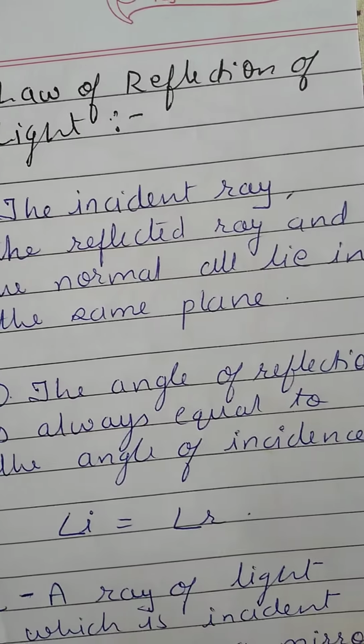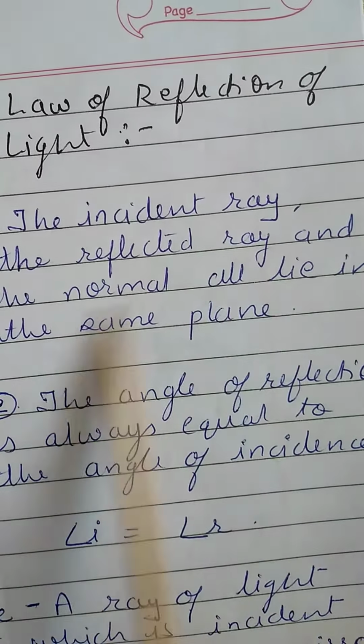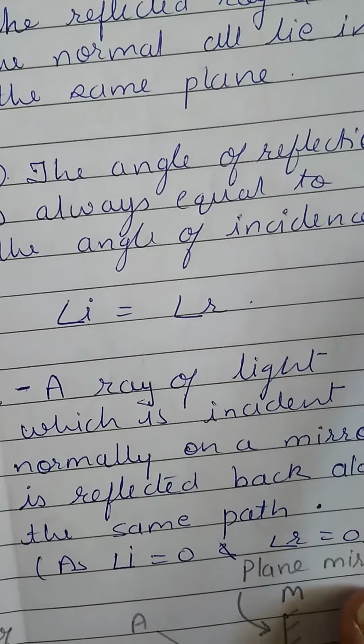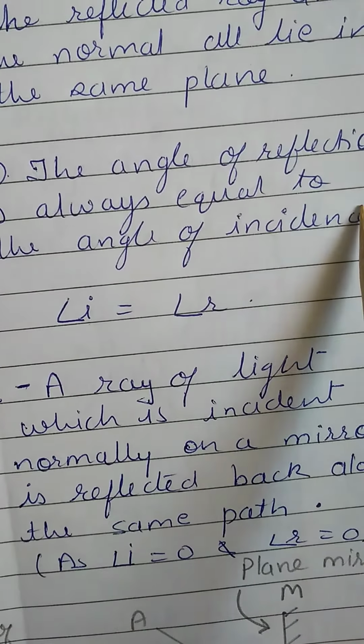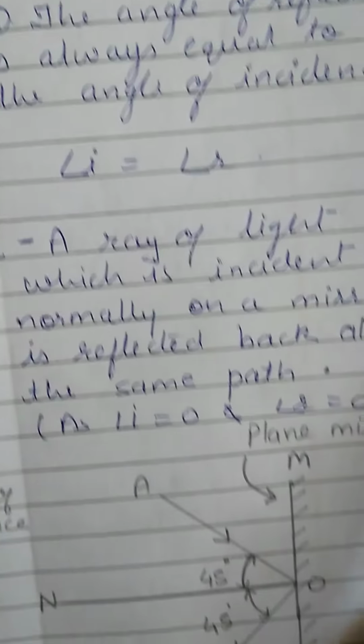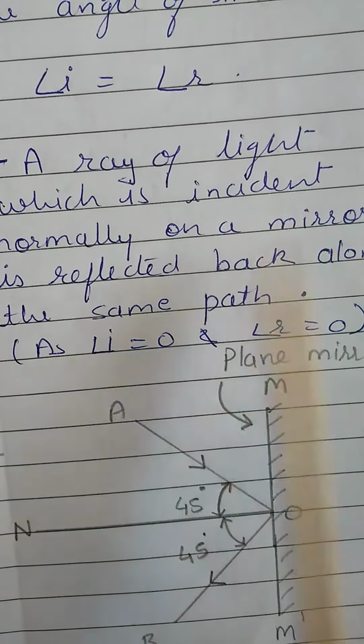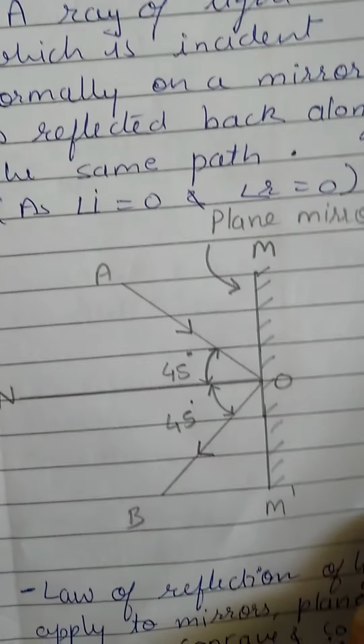So here I have written the laws of reflection of light. The incident ray, reflected ray, and normal all lie in the same plane. The angle of reflection is always equal to the angle of incidence. Mathematically we show it like this: angle i is equal to angle r. A ray of light which is incident normally on the mirror is reflected back along the same path.